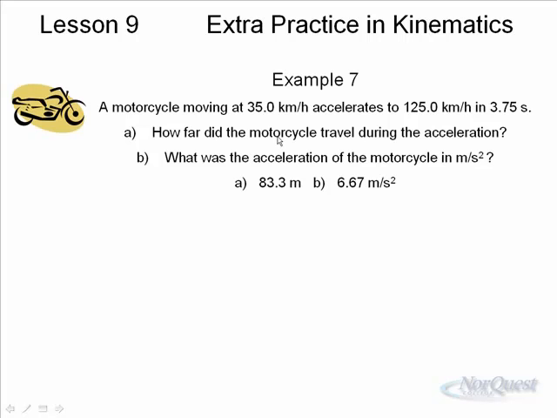So, example number 7: a motorcycle moving at 35 kilometers per hour accelerates to 125 kilometers per hour in 3.75 seconds. How far did it travel, and what was the actual acceleration? So we have two different questions. Let's take a look at them.